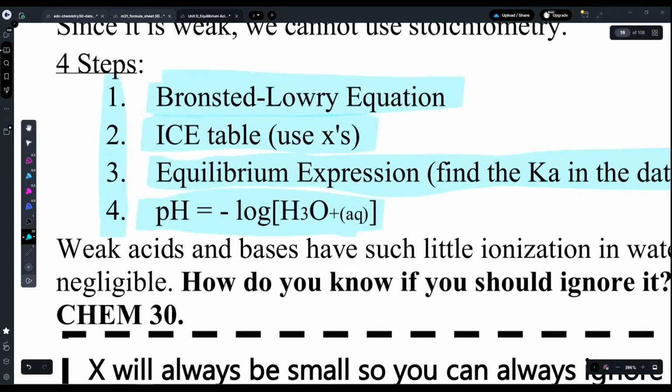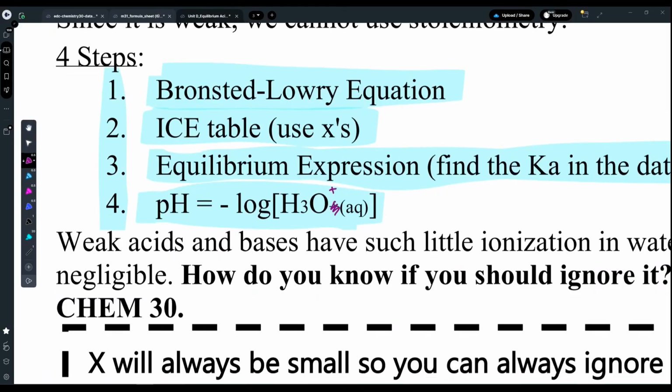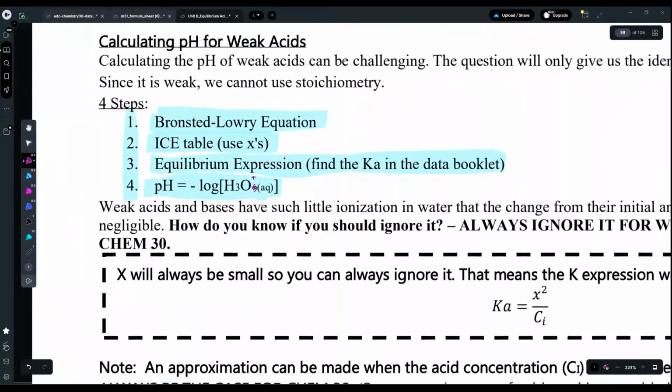And then last but not least, we will calculate pH by using this formula. So pH is equal to the negative log of the concentration of hydronium, and this little plus sign should be superscript just because it is representing the charge.